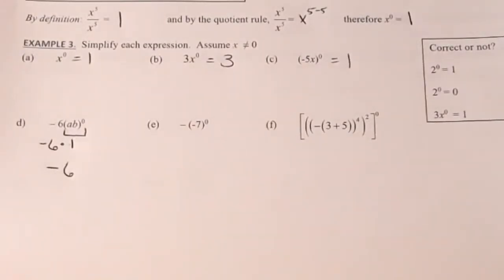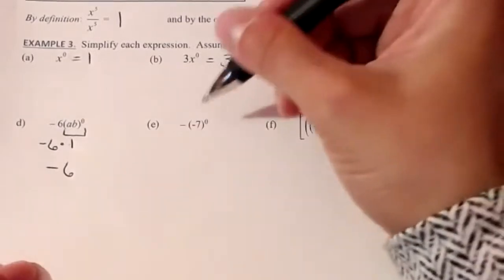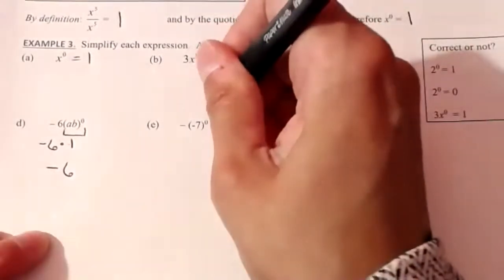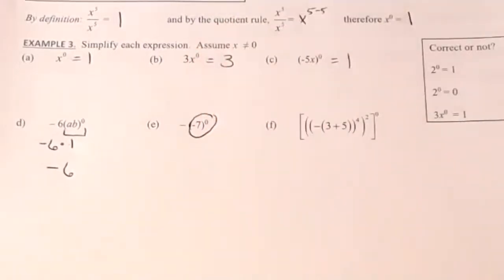Take a look at part E. Notice that -7 is being raised to the 0th power. What we learned in 098 in my class last semester was that anytime we have a base with a power, we want to circle it just so that it's clear what's actually being raised to that power. So I want you to circle -7 to the 0th power, because only the -7 is being raised to the 0th power.